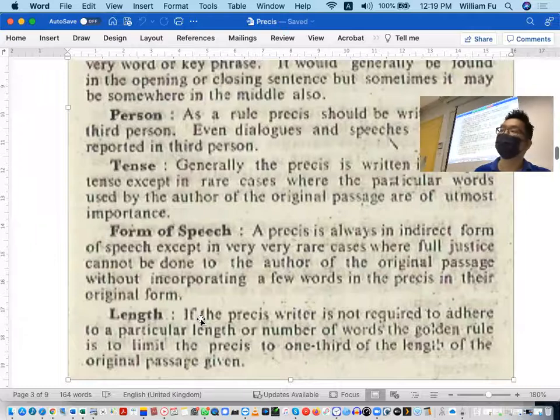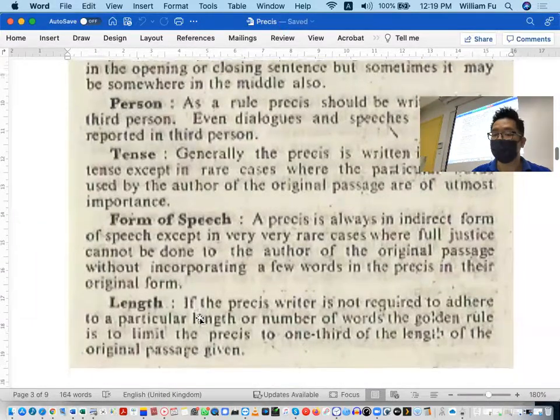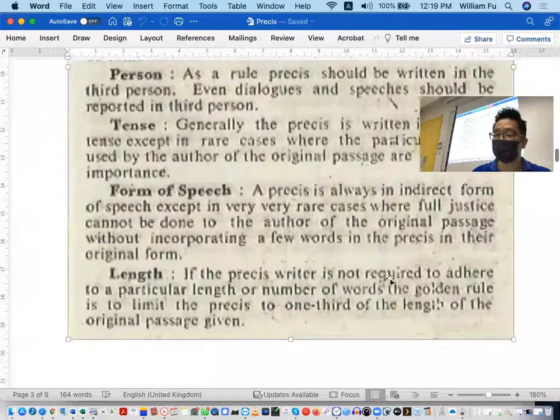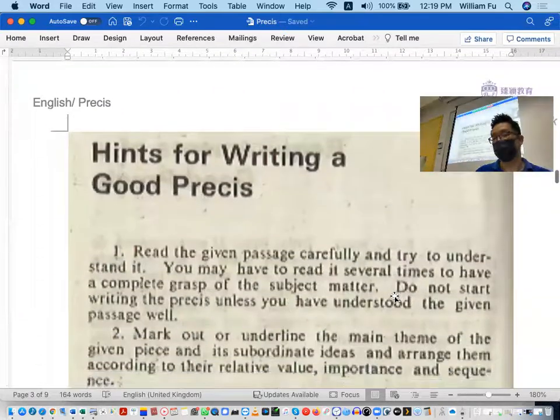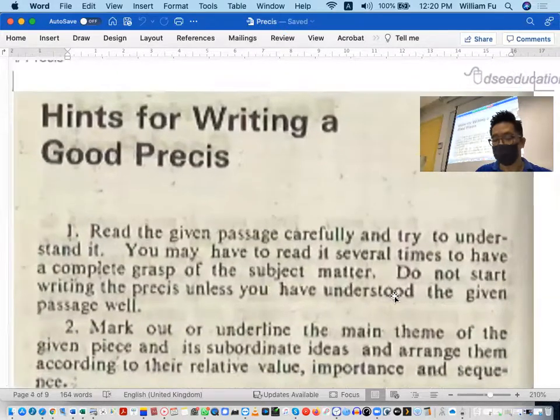There will be a practice. Don't worry. Length. If the precis writer is not required to adhere to a particular number of words, if there is no word limit, the golden rule is to limit the precis to 1/3 of the length of the original passage given. Okay, hints.